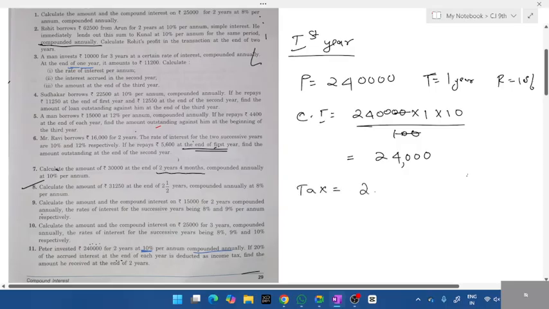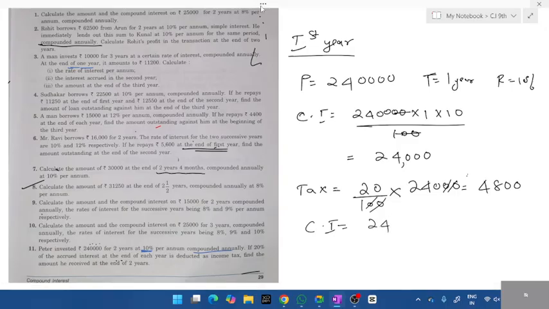How do you calculate 20%, students? 20 divided by 100 into 24,000. Okay, 24,000 to 4,800. Good. That is tax. So reduce this 4,800 from compound interest. Compound interest is equal to 24,000 minus 4,800. Or you can do it like this, students.